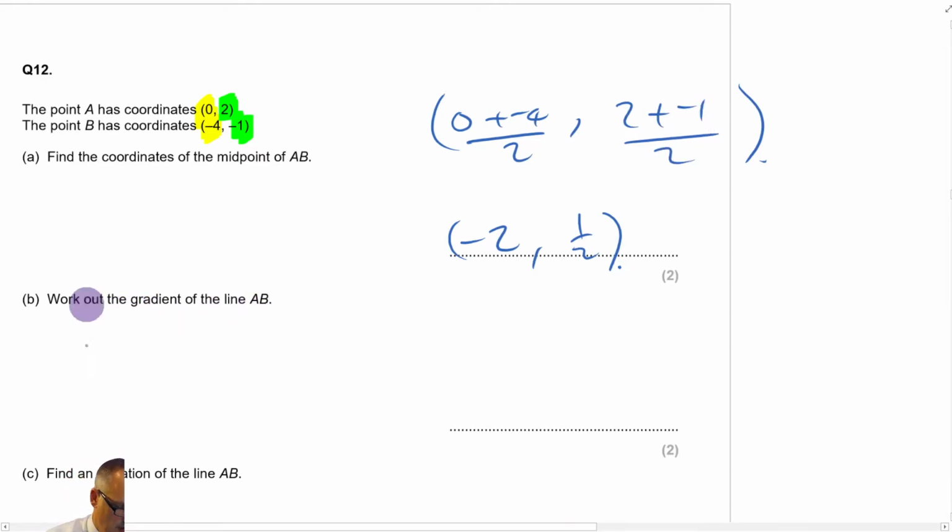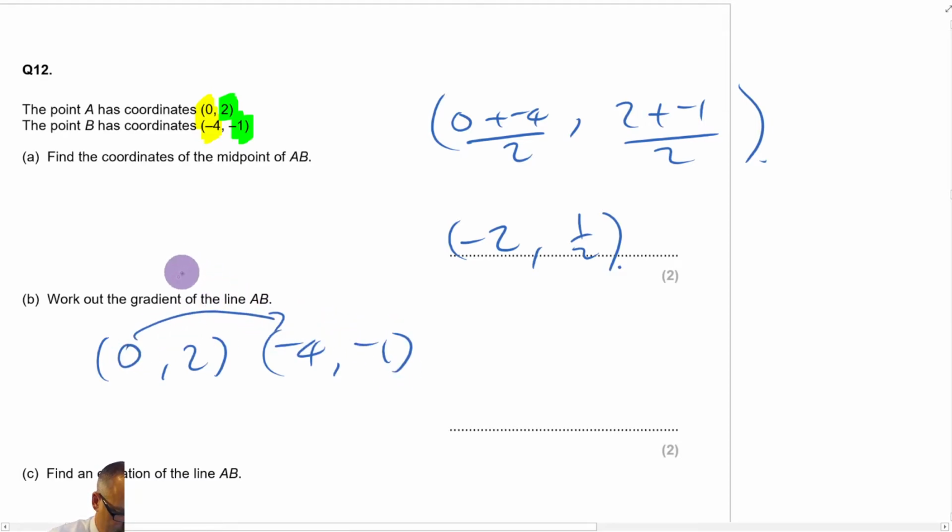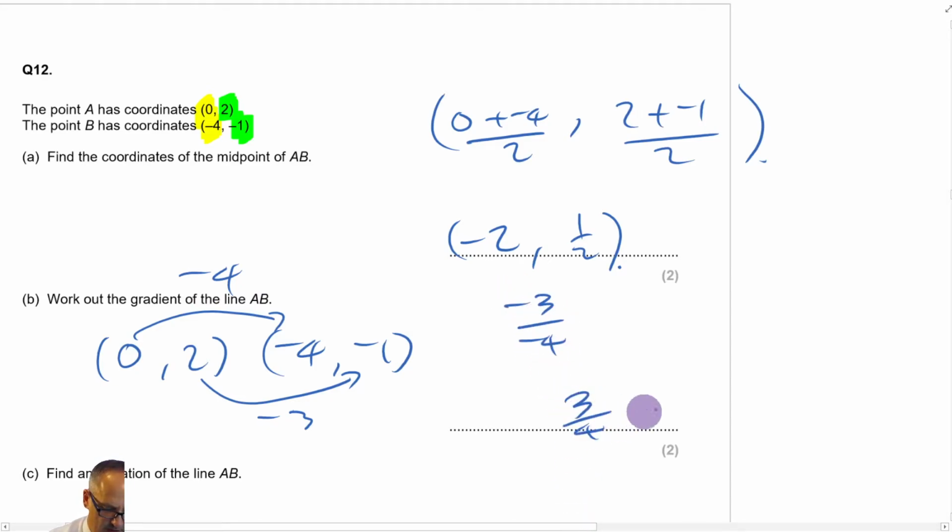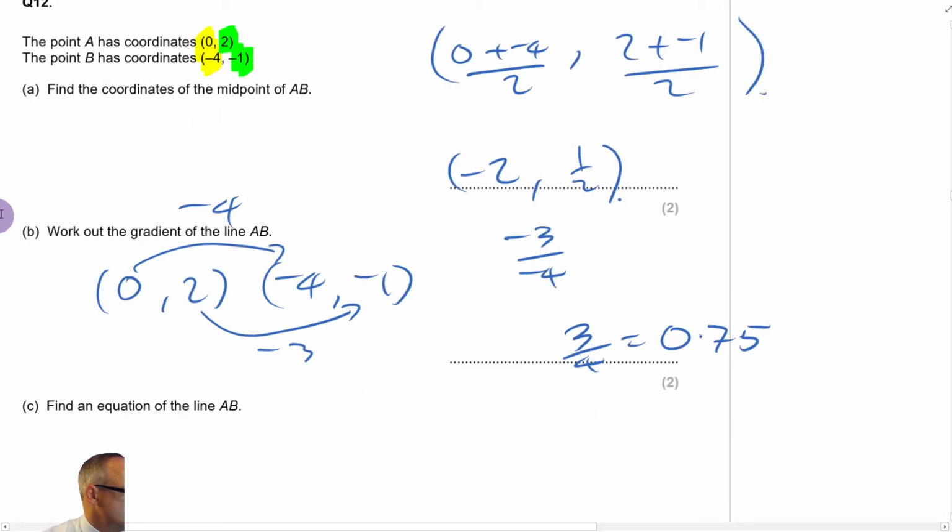Work out the gradient of the line AB. So, going from here to here, we can see the x value goes down by minus 4. We can see the y value goes down by minus 3. The gradient is the change in y divided by the change in x. So it's minus 3 over minus 4. Cancel out the negatives, you're just left with 3/4 or 0.75. It really doesn't matter which one you use.